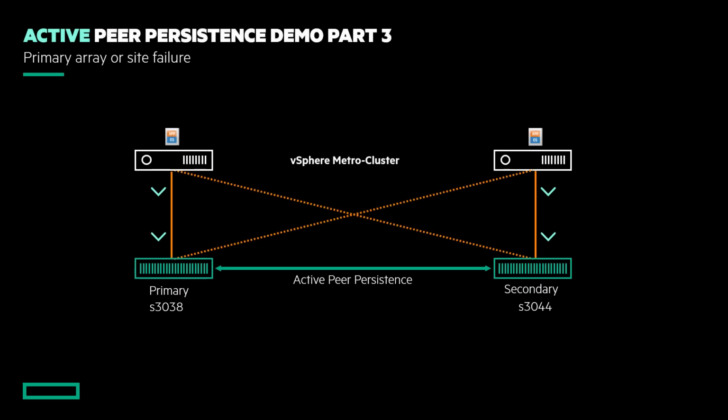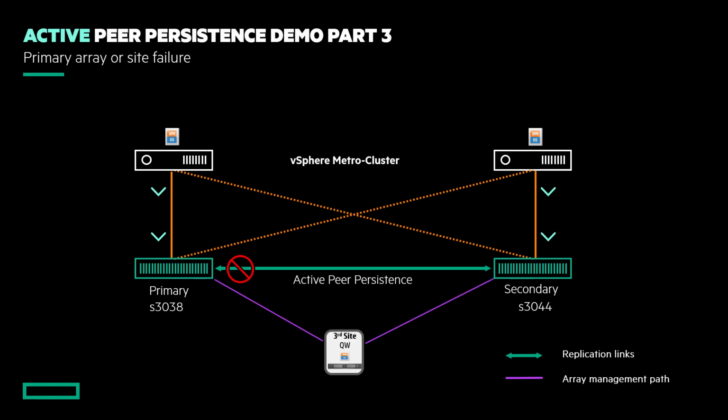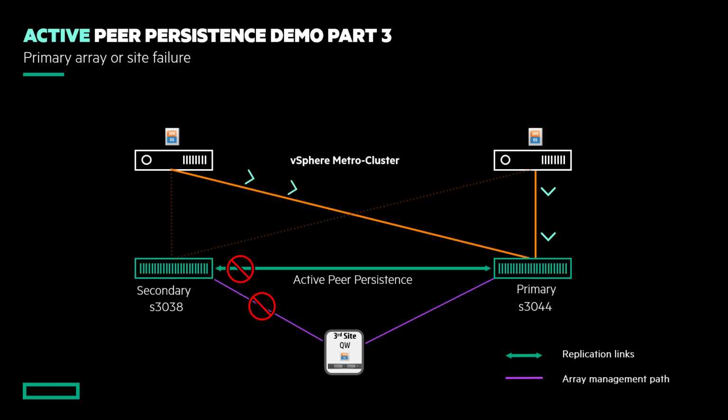For the final part of the demo, I'm going to simulate the failure of the entire array. If the primary array fails, the secondary will of course lose communication over the replication links. And it is up to the secondary to initiate the failover. But how does it know that it's a true system failure and not just that the links are down? For that, you need an independent arbitrator, ideally in a separate site. We call that the quorum witness, and it communicates on a different network via the array's management ports. This allows the secondary to verify that the primary is truly unresponsive, and it can initiate the failover.